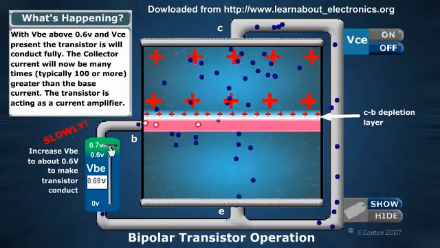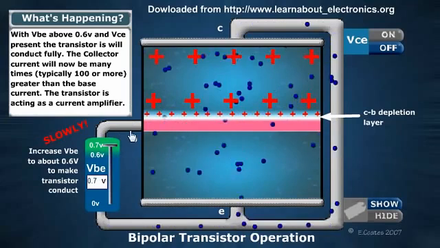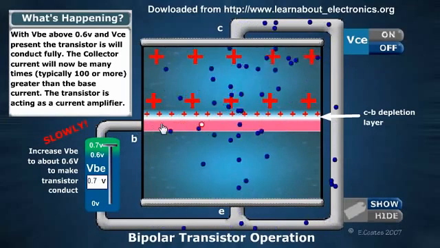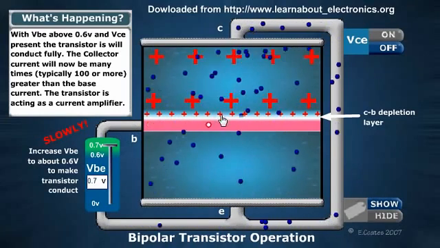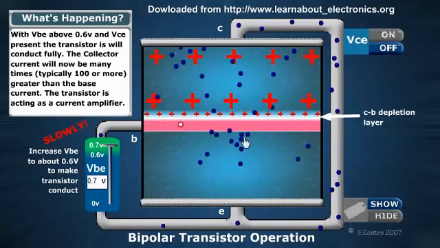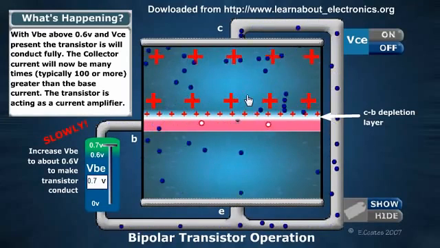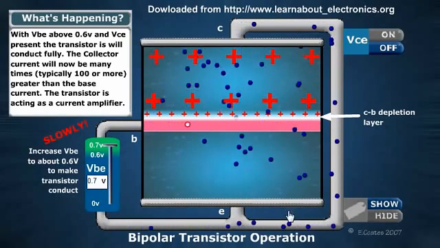Now when we go up to 0.7, the base is now providing all that it can provide as far as positives coming in here to attract the negatives across the depletion zone. Okay, so that's how it works.